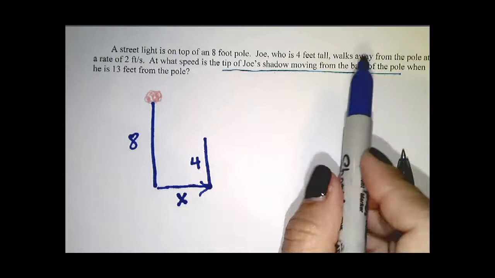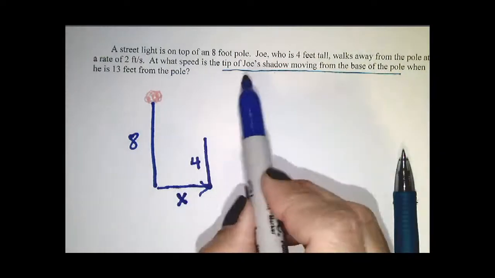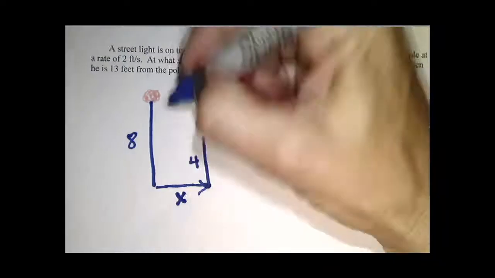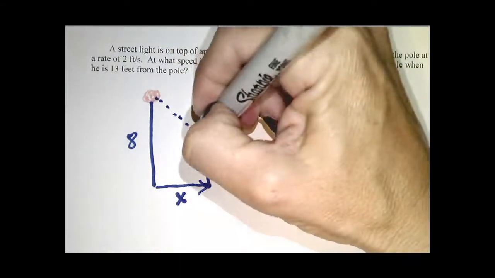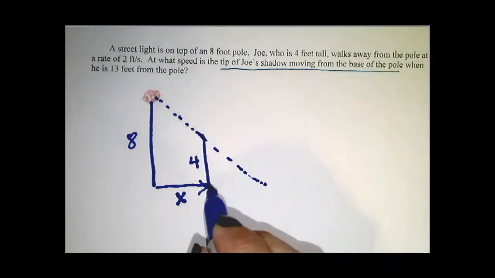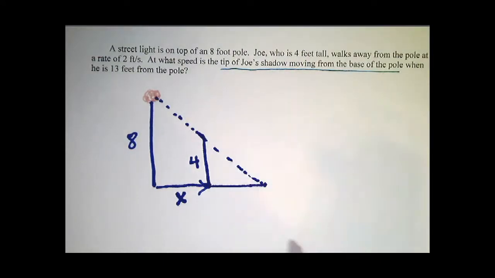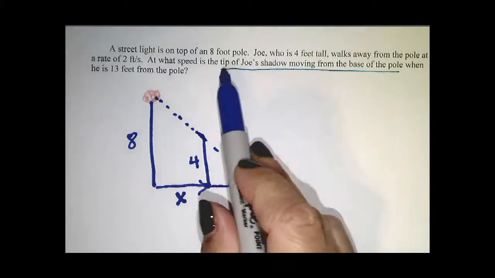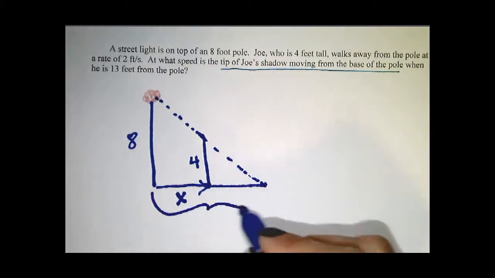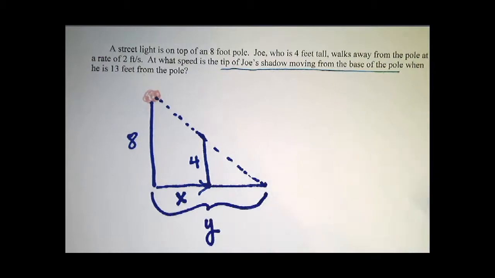All right. At what speed is the tip of Joe's shadow? So the shadow is created by the light hitting the back of him and casting this shadow right here. If I extend this line this way, we may be tempted to think that this is the distance we're talking about, but that's the length of the shadow. When we say we want the tip of the shadow from the base of the pole, then we mean this distance right here. And it's changing, so we're going to label it as y.